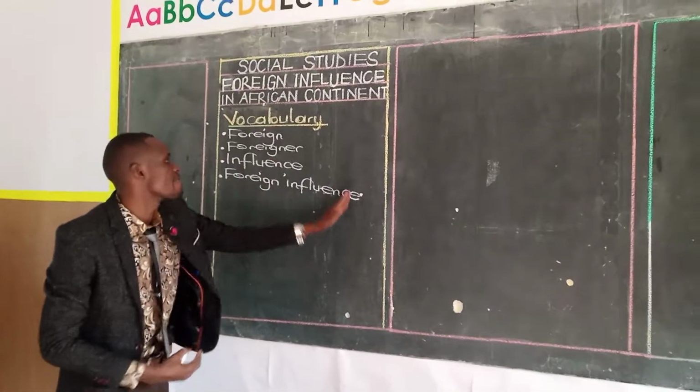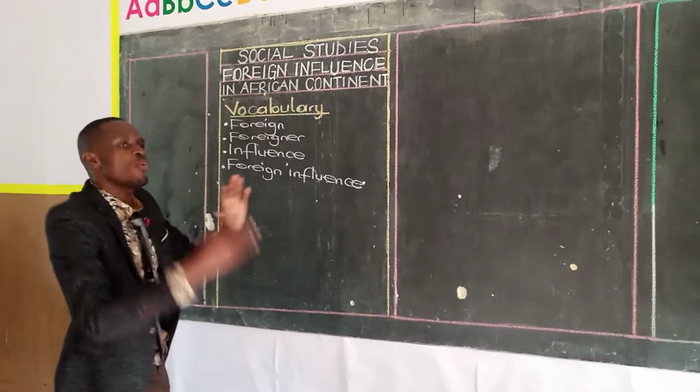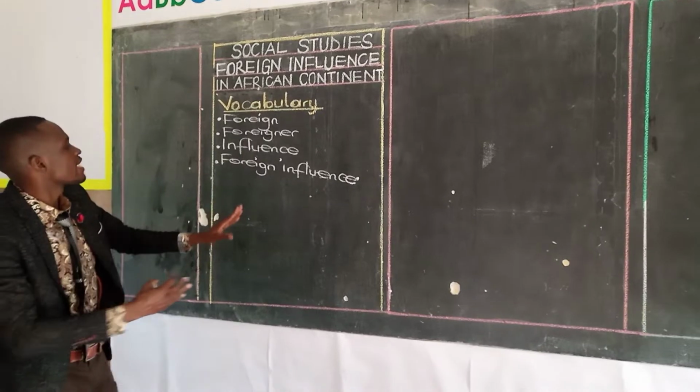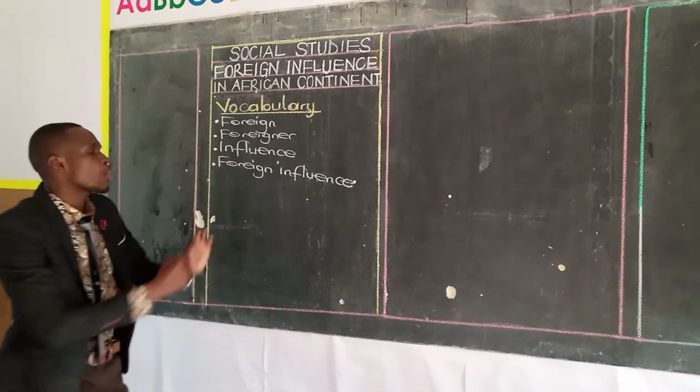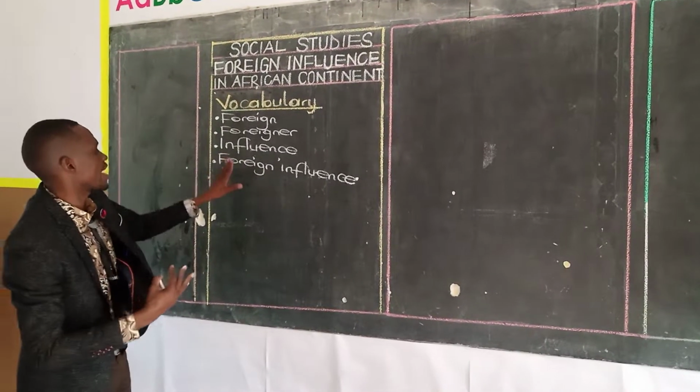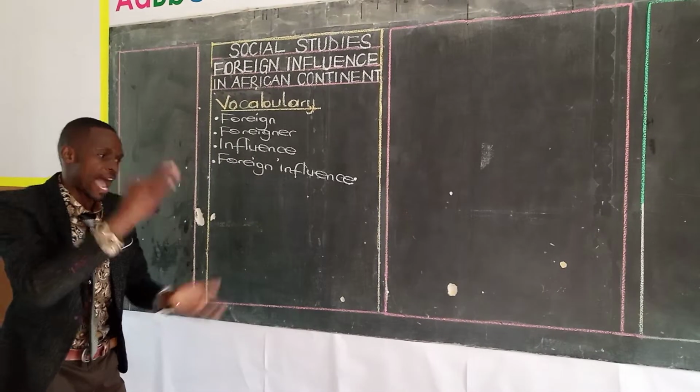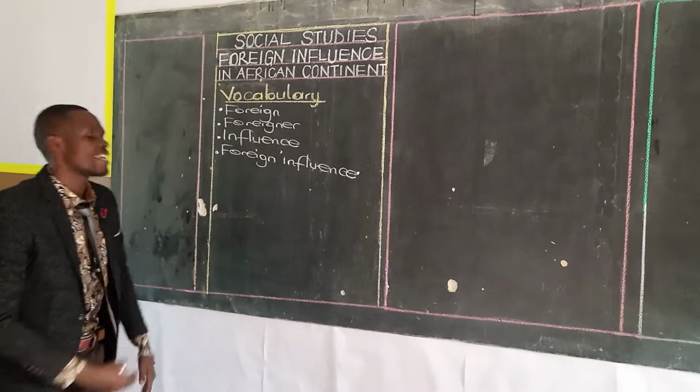That is foreign influence. So in this topic, we shall be looking at the impact that foreigners had in Africa, the good and the bad changes that foreigners caused in Africa.